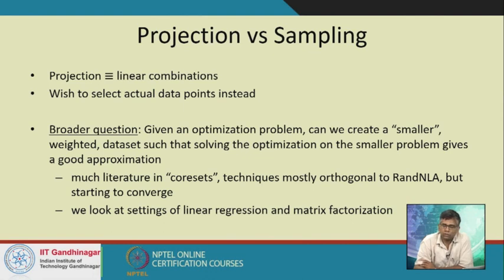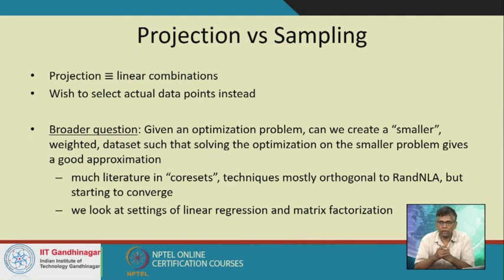So in order to handle these two issues, let us think a little bit about the relation between projection and sampling. Until now, we've really been talking about projections of vectors. So what is projection? Projection is essentially nothing but a linear combination. So what if we wanted to choose actual data points instead of taking linear combinations of data points? Can we do that?